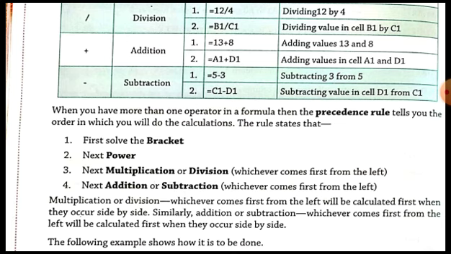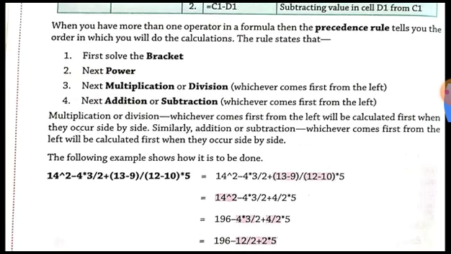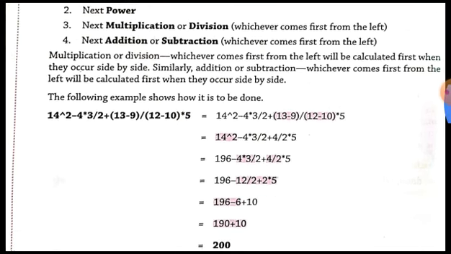And then after that, what will happen? The addition or the subtraction operator. Here again, whatever operator comes first from the left side will be operated first. So in this order, all these operators are evaluated. See the example here: multiplication or division, whichever comes first from the left side, will be calculated first when they occur side by side. Similarly, addition or subtraction, whichever comes first from the left side, will be calculated first when they occur side by side. So here one simple example is given.